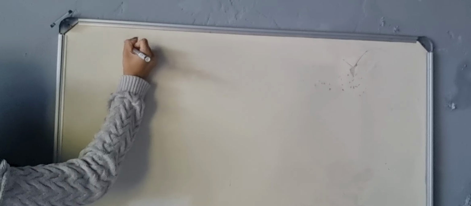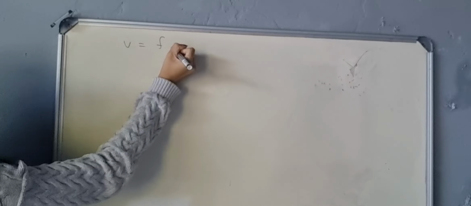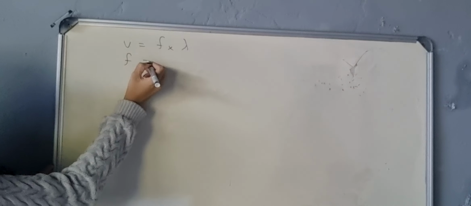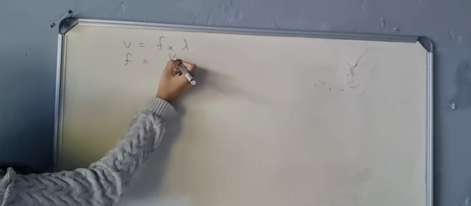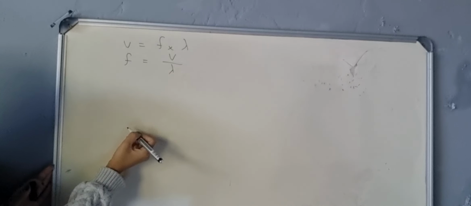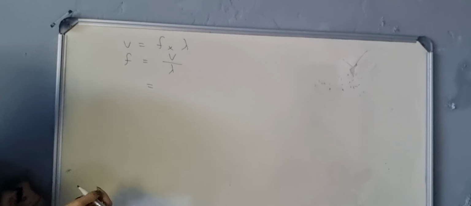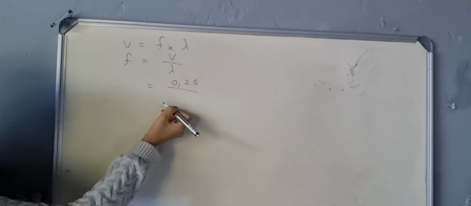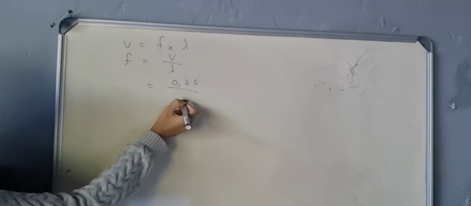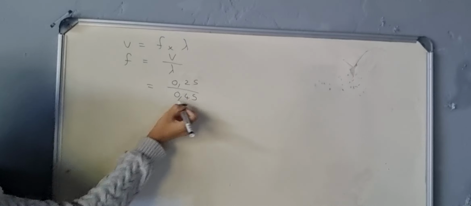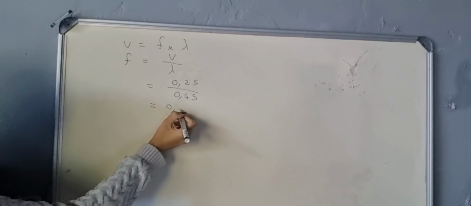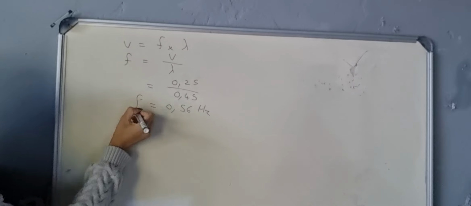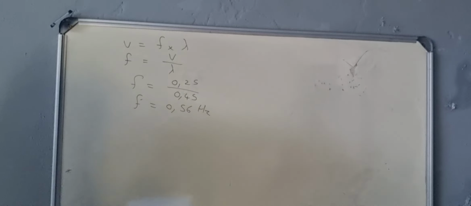The next question is asking you to calculate the frequency of the waves. So you have the formula velocity equals frequency times lambda, or times wavelength. Frequency will equal velocity over wavelength, and this would be the velocity that they've given us, 0.25, divided by the wavelength of 0.45, and this will give you the answer of 0.56. Unit of measurement is hertz for frequency.